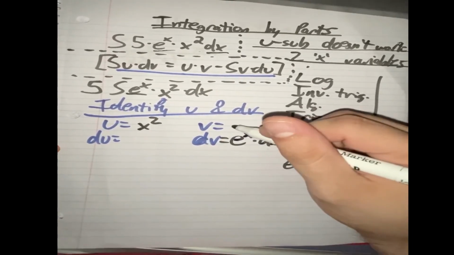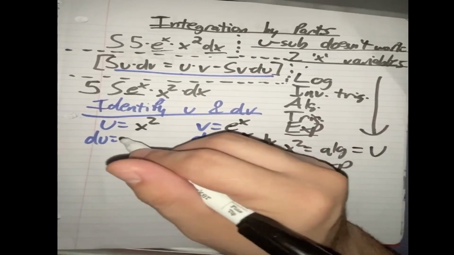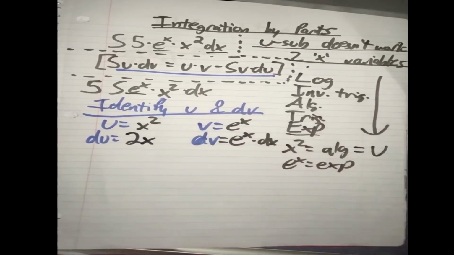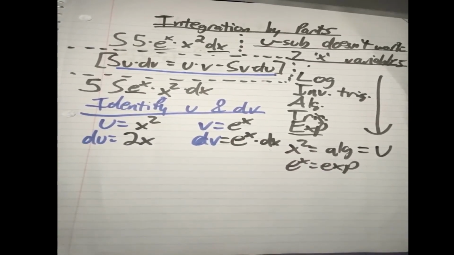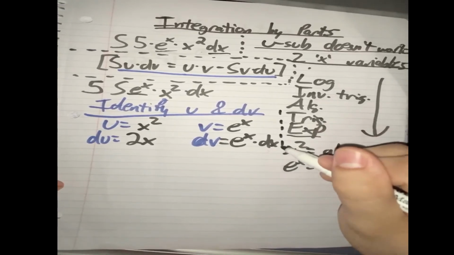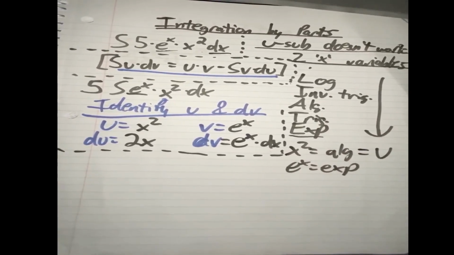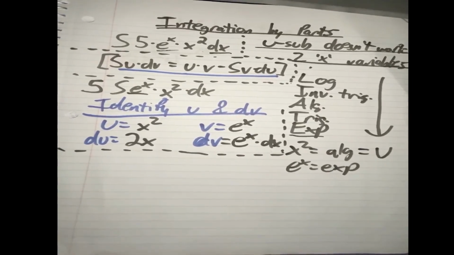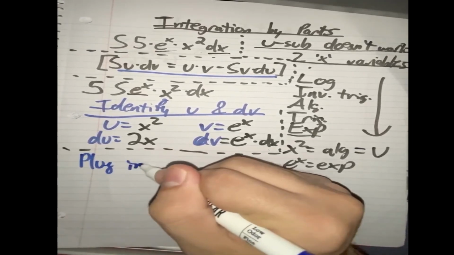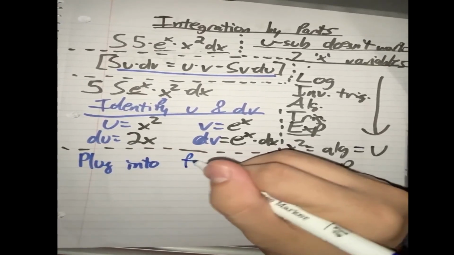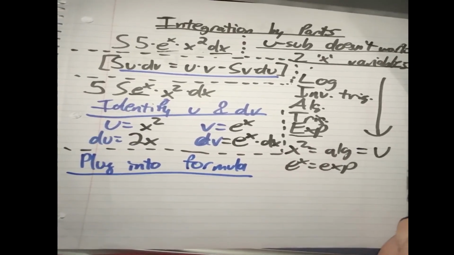Now we integrate this to get our v, which is e to the x, and we take the derivative of x squared to get our du, which is equal to 2x. So now we have identified the 4 variables that we're going to use for integration by parts. And the next step is to plug into the formula. That's exactly what we're going to do.